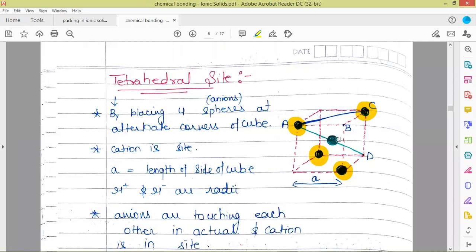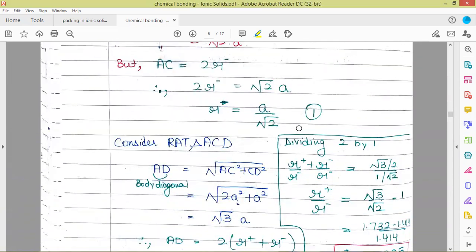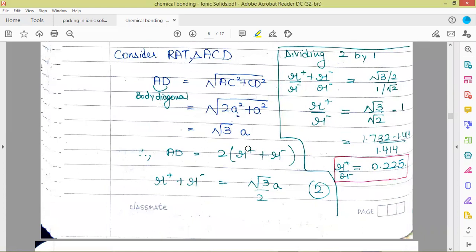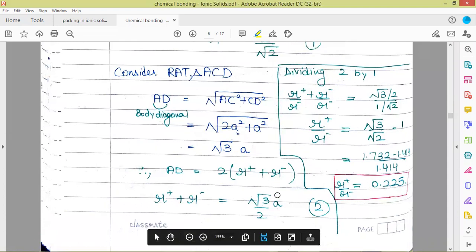So this whole AD is going to be twice of R positive plus R negative. So from here we can have the value of AD, as AD was equal to root 3 A. So putting the value of AD here, we will have the value of R positive plus R negative, which comes out to be root 3 by 2 A.